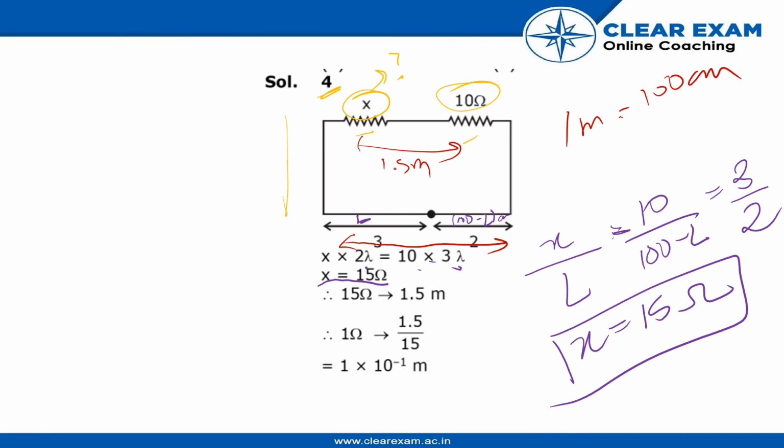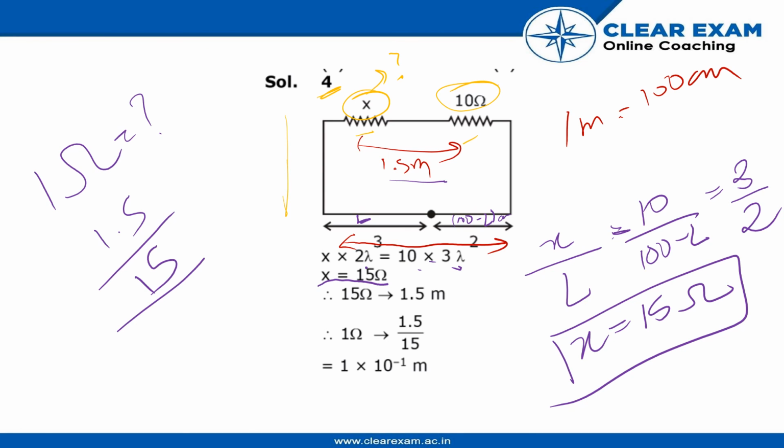Now if 15 ohm is for 1.5 meter, then what do we have to find out for 1 ohm? So how will we find out? It would be 1.5 by 15. So the answer is 1 into 10 raised to power minus 1 meter. That is basically solution number 4, that is option number 4.